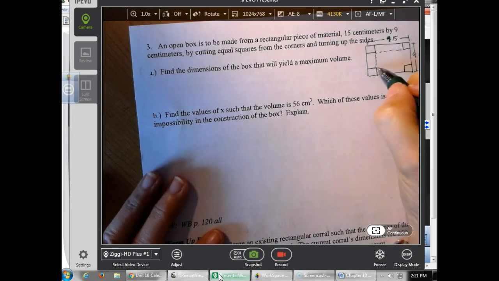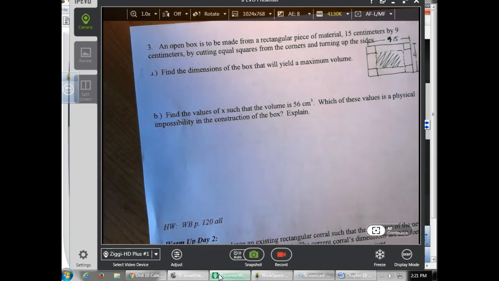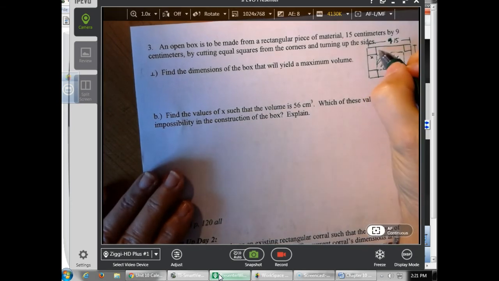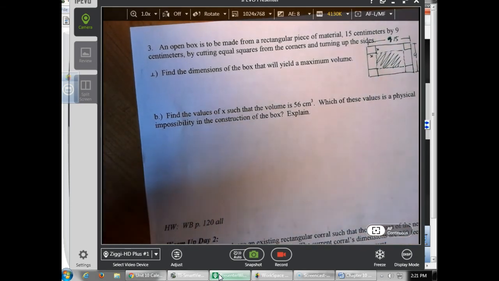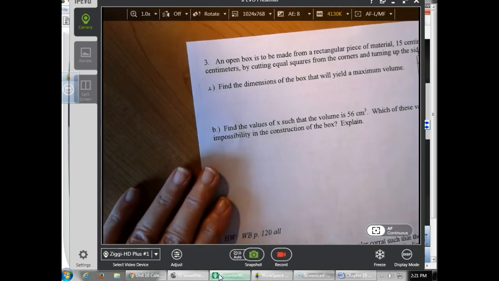All right, so I'm again making a box without a lid, and this would be the base of that box, and then when I fold up the flaps, I'd get the height of the box for the volume. It does tell us the squares are equal, so that means this is x, which is going to help us out. So find the dimensions of the box that will yield a maximum volume. So let's go ahead and write out the function.